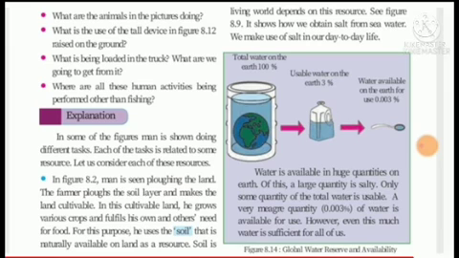In some of the figures, man is shown doing different tasks. Each of the tasks is related to some resource. Let us consider each of these resources.